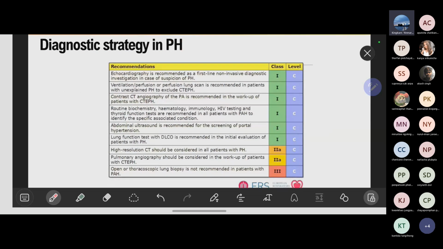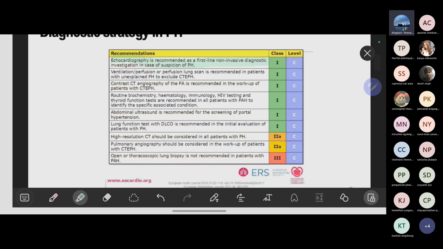And this is the table of diagnostic strategy in pulmonary hypertension. You see echocardiography should be performed in patients who are suspected of pulmonary hypertension, and it is recommended as first line. And the assessment of pulmonary hypertension should be routinely used in patients who undergo echocardiography.